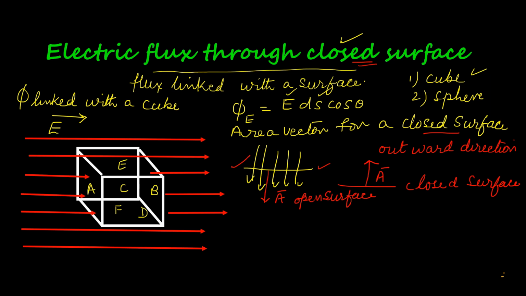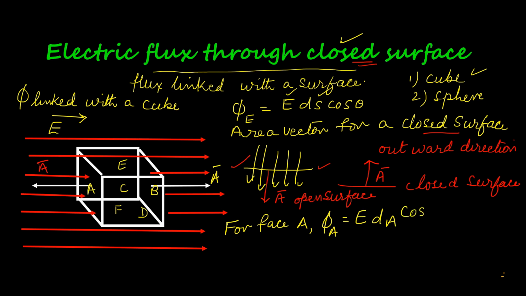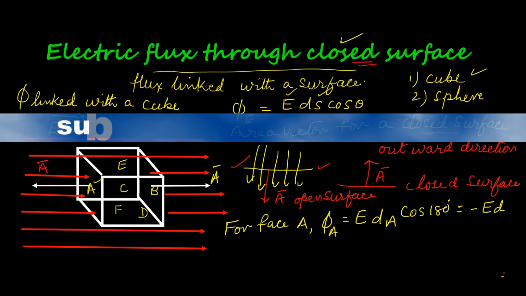So, for face A, this is the direction of the area vector. This is the area vector for face B. Flux for face A will be given by E dA cos theta. Theta is equal to 180 degrees because the area vector and electric field line are anti-parallel. They are at 180 degrees. Therefore, this becomes equal to negative E dA because cos 180 is equal to negative 1.